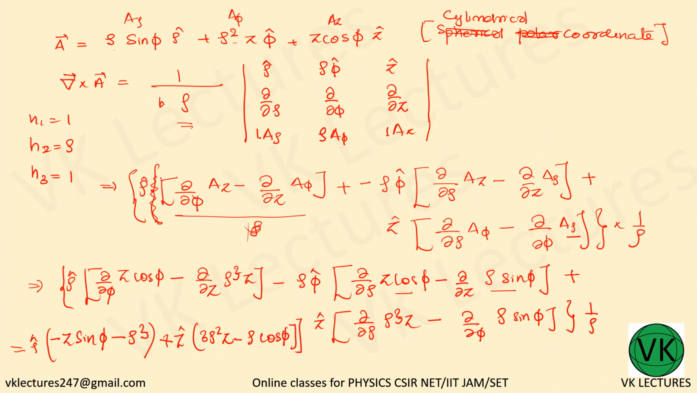Rho cos phi into 1 by rho. So wherever there is rho, you can divide, but keep it as it is, 1 by rho, because here there is no term. Here you have rho cube.